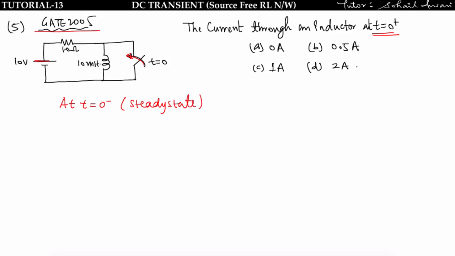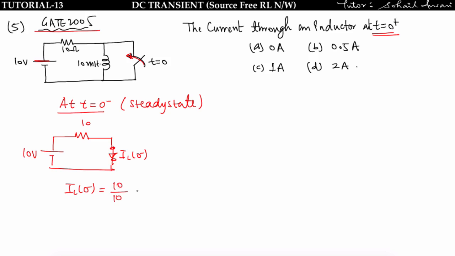Because this 10 volt source is connected to this whole circuit and the switch is open for t = 0 minus, let us make this circuit. At t = 0 minus, the network is at a steady state, meaning this inductor can be replaced by a short circuit, and we can easily find IL of 0 minus. IL of 0 minus is given by 10 by 10, that is equal to 1 ampere, and we know that an inductor won't allow a sudden change in current, so that is equal to IL of 0 plus.